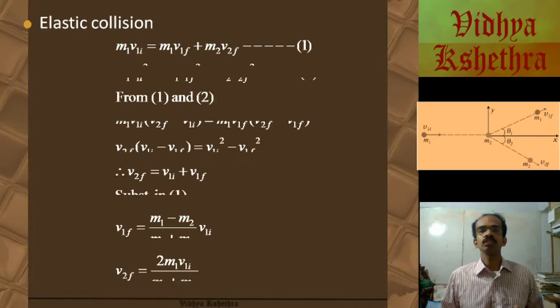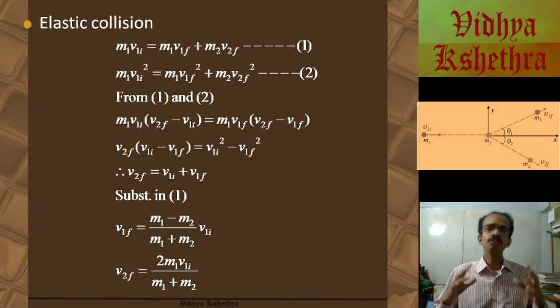Now elastic collision. In case of elastic collision, we have two equations. First is the conservation of momentum, that is m1 v1i is equal to m1 v1f plus m2 v2f, and the second is the conservation of kinetic energy, that is half m1 v1i square is equal to half m1 v1f square plus half m2 v2f square. In this, the term half is cancelled out.